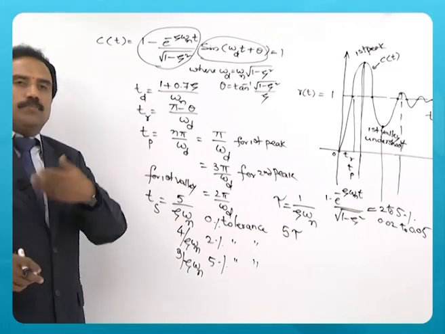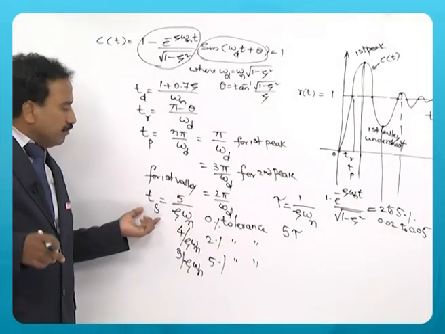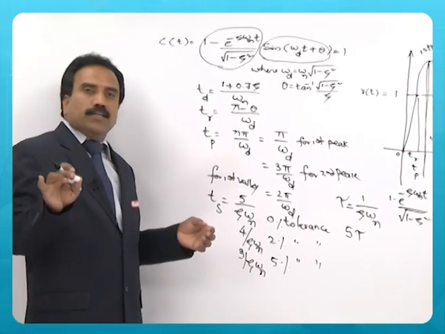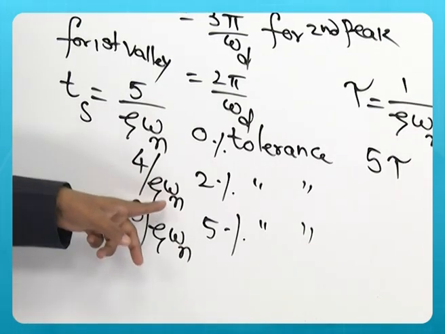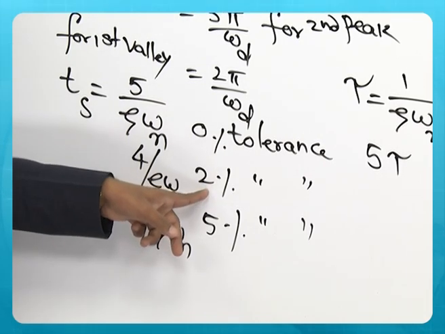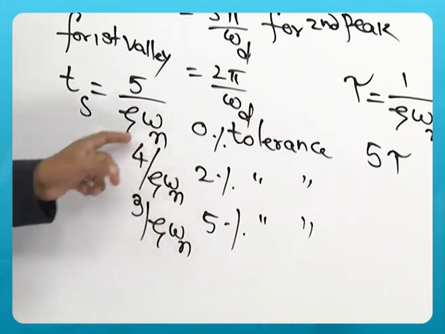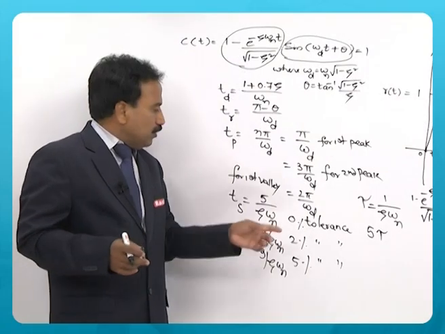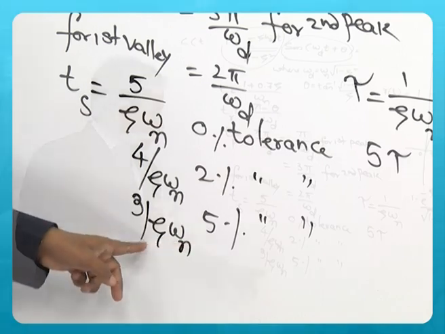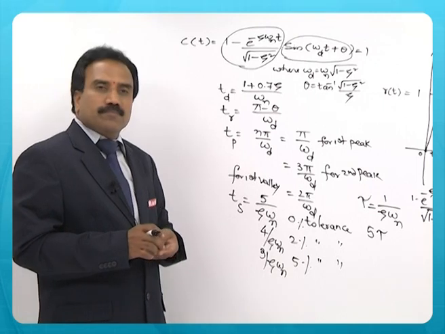So even in the problems, when you are asked to solve for the settling time with the information zeta and omega n supplied to you, you must take the default of 4 by zeta omega n if nothing is mentioned, because you must assume that 2% tolerance is allowed, and then you should use this formula. If he gives 0% tolerance, take this one. If he gives 5% tolerance, take 3 by zeta omega n and solve for settling time.